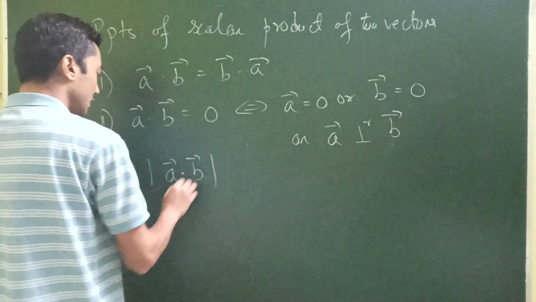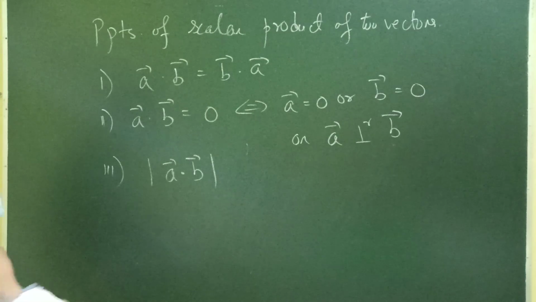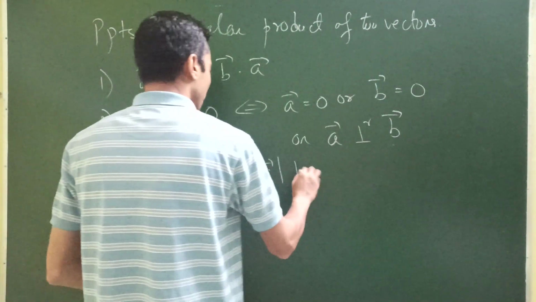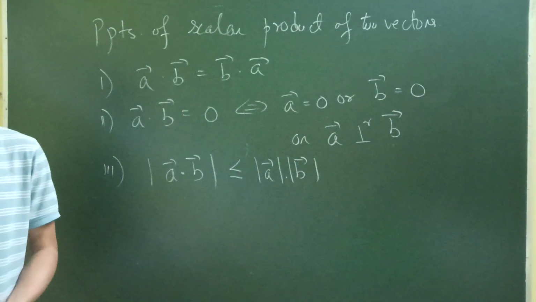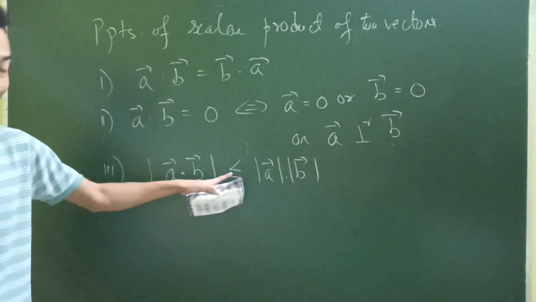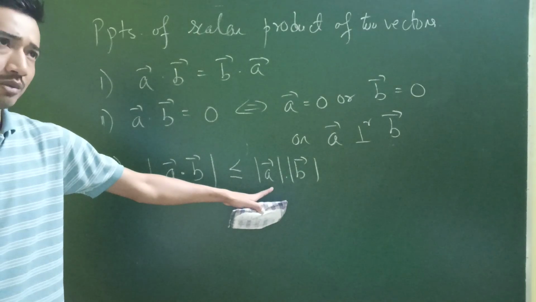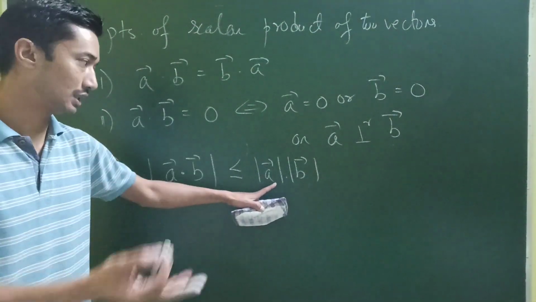Then, of course, the third one that we have is the magnitude of the dot product of two vectors. The magnitude of the dot product of the two vectors is always less than or equal to the independent product of the magnitudes of the two vectors. That is, the magnitude of A dot B will always be less than or equal to the product of the magnitudes of the vectors.